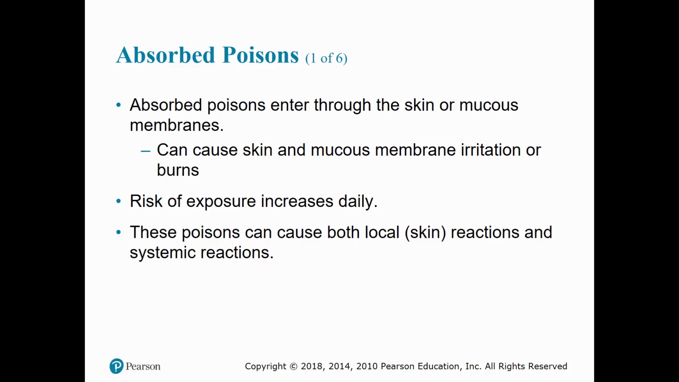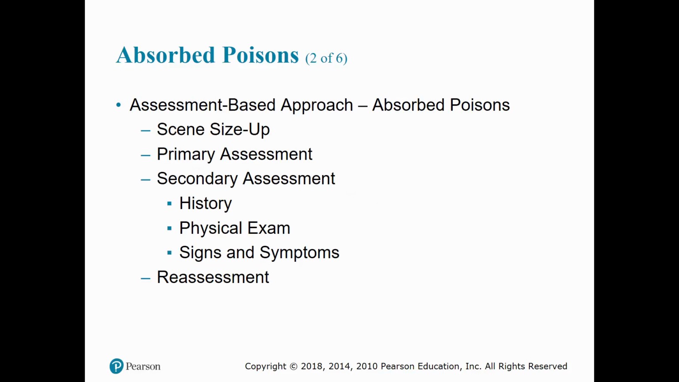And depending on the type of poison and how much of it gets absorbed, it'll either cause a local skin reaction, a systemic reaction, or both. Now, when you arrive on scene of a possible absorption-like poisoning, you want to make sure that you do a very thorough scene size-up. Make sure that you take the proper protective gear on as needed. Keep an eye out for any containers or plants in the environment because there's more and more coming into our area every day that we need to be aware of.